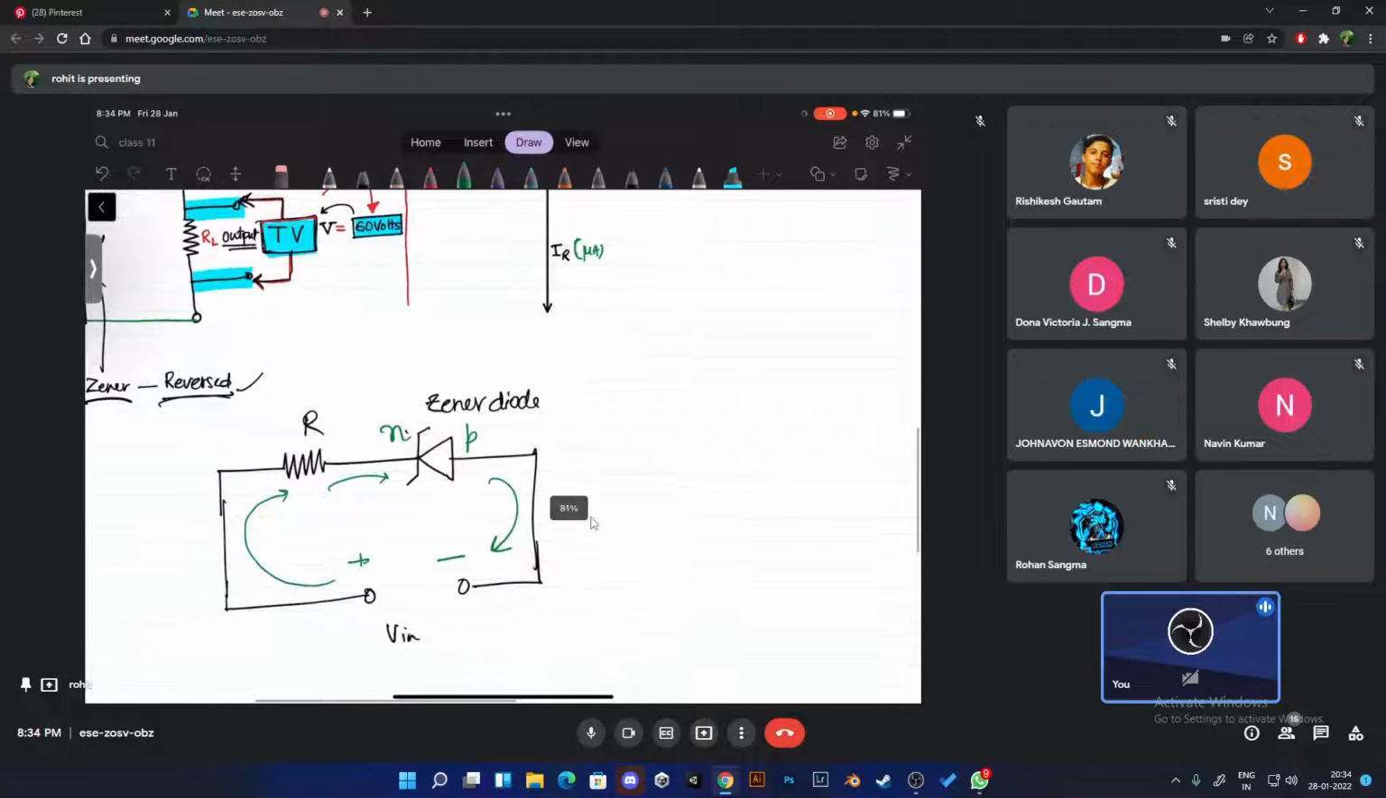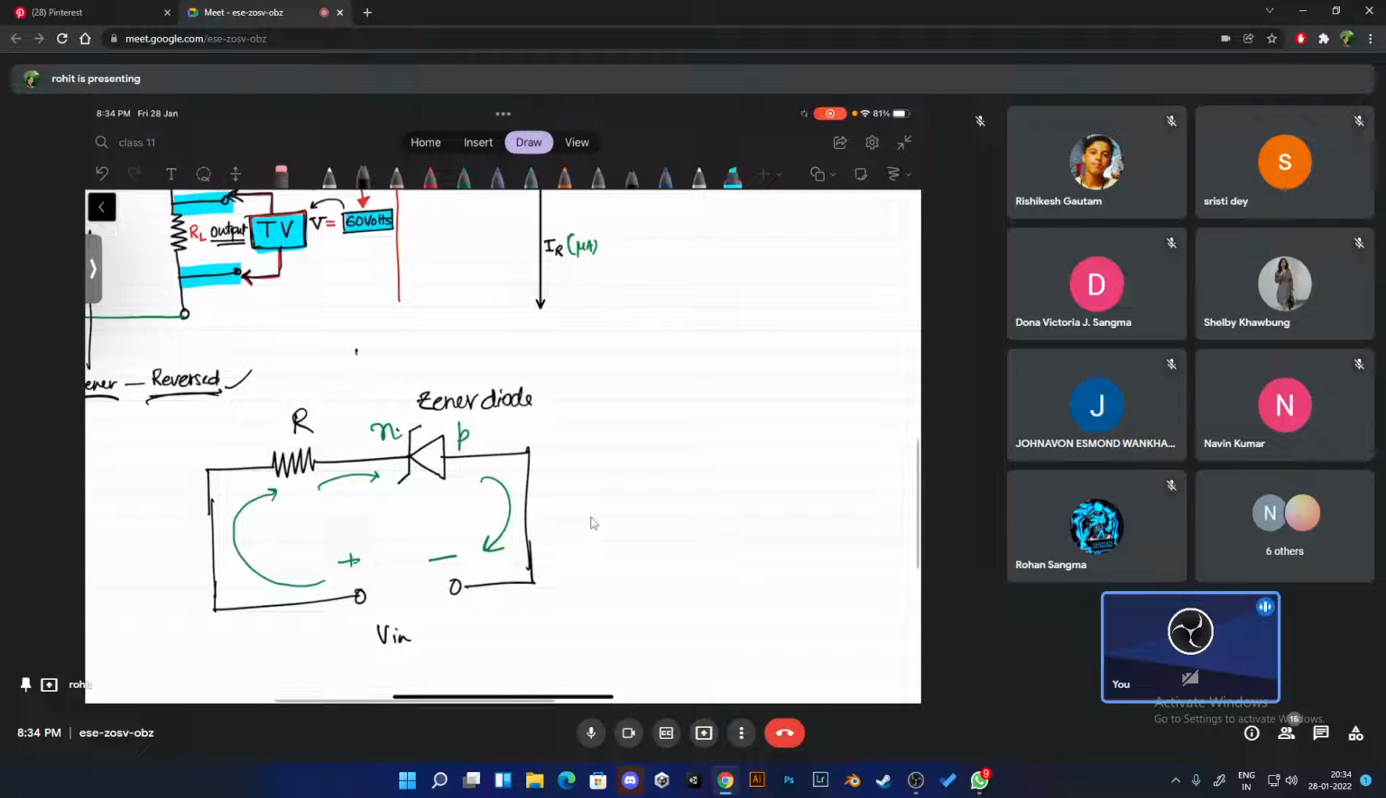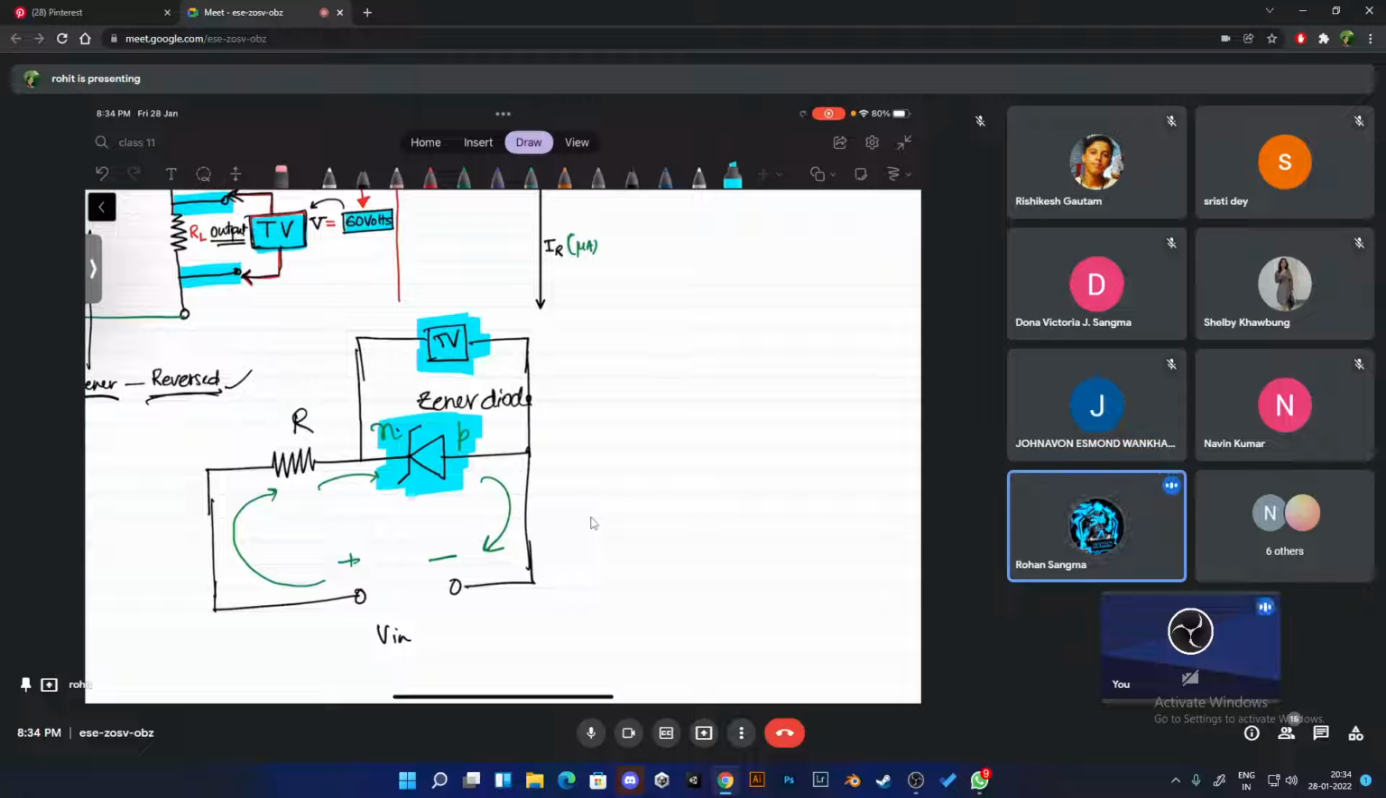Okay, but where is your TV? I'll show you. See, your TV is connected between what and what? Across the zener diode or not? This is our diagram. Check. Somebody pointed out, no? Your zener diode and your TV are in parallel or not? Check the diagram. Yes, sir. These are the same.